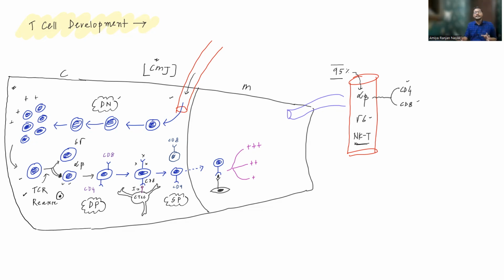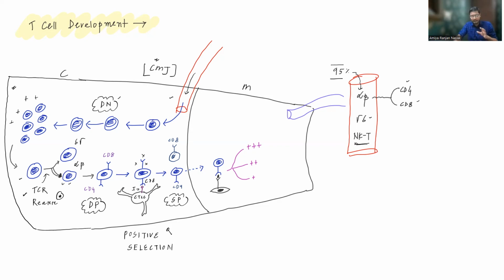So the cortical thymic epithelial cells will positively select the T lymphocytes to become single positive T cells. Basically, they will convert the double positive T cells into single positive T lymphocytes. This process is known as positive selection, and positive selection happens inside the cortex.